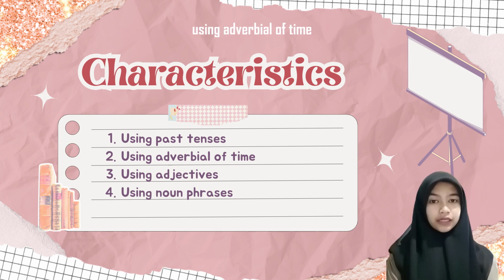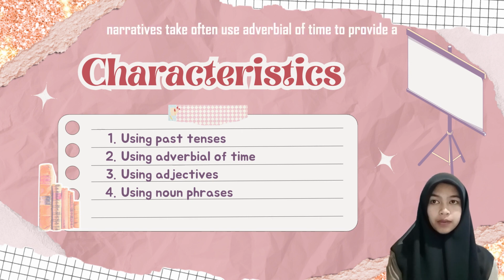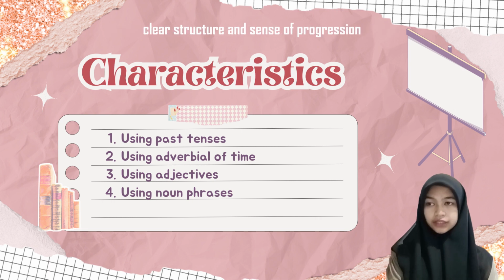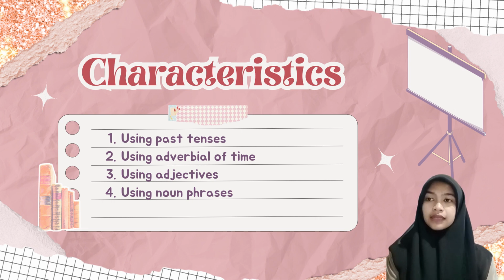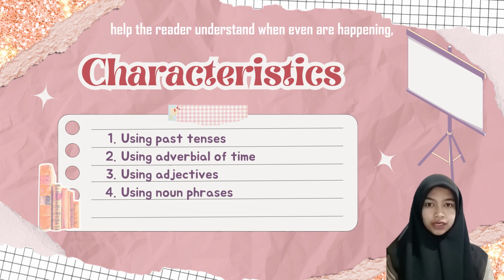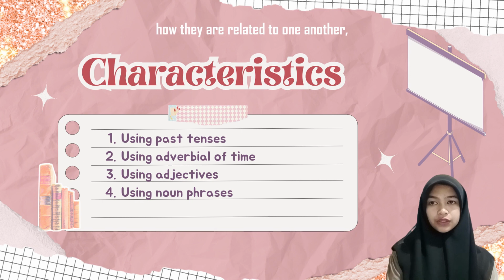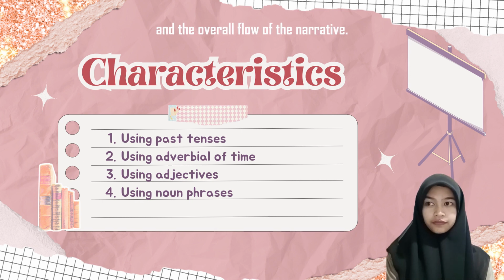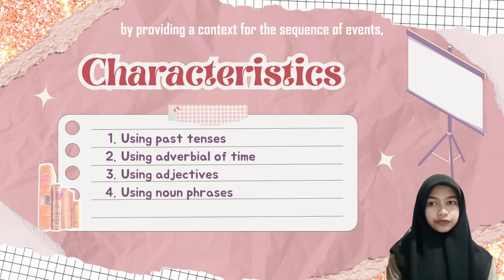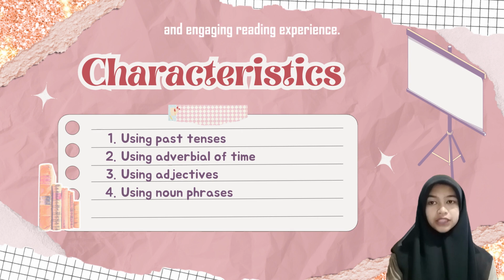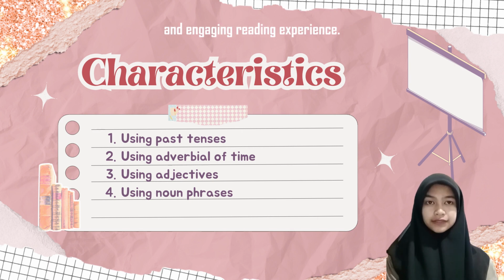Second, using adverbial of time. Narrative text often uses adverbial of time to provide a clear structure and sense of progression to the story. This time expression helps the reader understand when events are happening, how they are related to one another, and the overall flow of the narrative. By providing a context for the sequence of events, adverbial of time creates a more vivid and engaging reading experience.